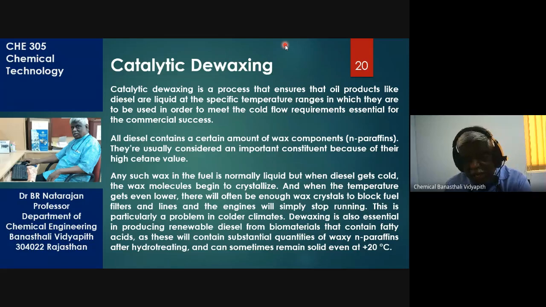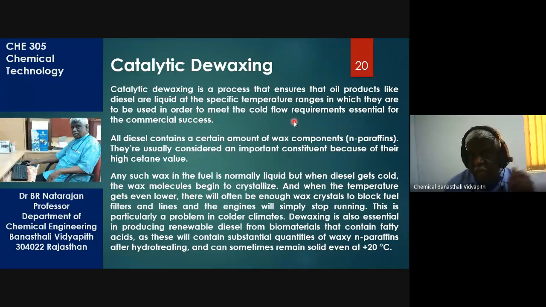Then comes catalytic dewaxing. We have already seen. Now, why should we do catalytic dewaxing? Catalytic dewaxing is a process that ensures that the product, like the diesel, is liquid at the specific temperature. Remember, if some wax forming hydrocarbons are present in the diesel in cold weather, they will freeze and will spoil the diesel, right? So the diesel will not flow, and diesel must be liquid at the specific temperature range in which it has to be used in order to meet the cold flow requirement.